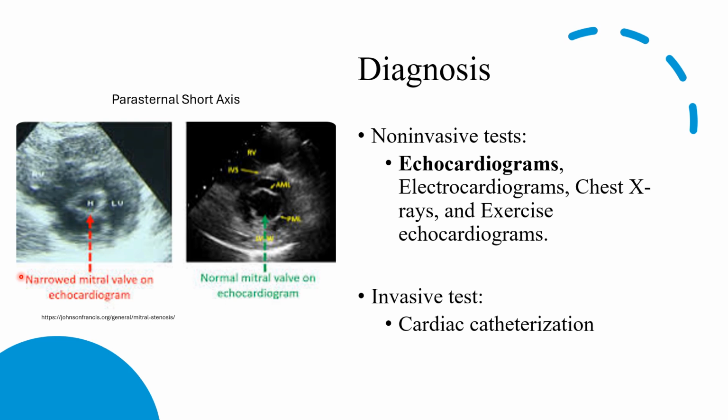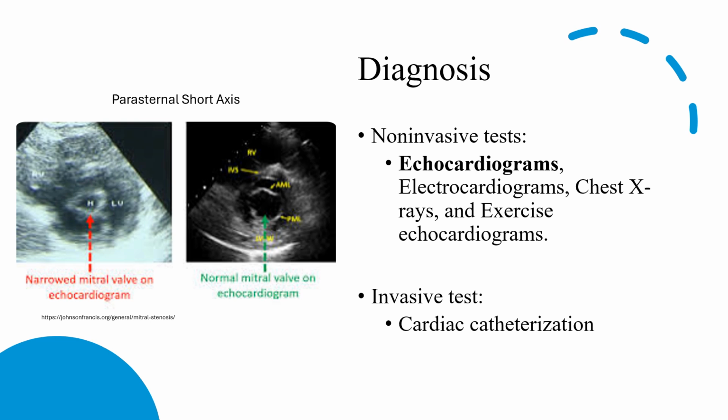In the image below, this is a parasternal short axis, and the image on the right is going to show a nice skinny normal mitral valve, and the one on the left is going to show a thick mitral valve that's going to cause all those symptoms that we discussed on the previous slide. Other options are EKGs, which can show P wave changes, which suggest left atrial enlargement, or it may show right axis deviation and right ventricular hypertrophy, which suggests severe pulmonary hypertension.